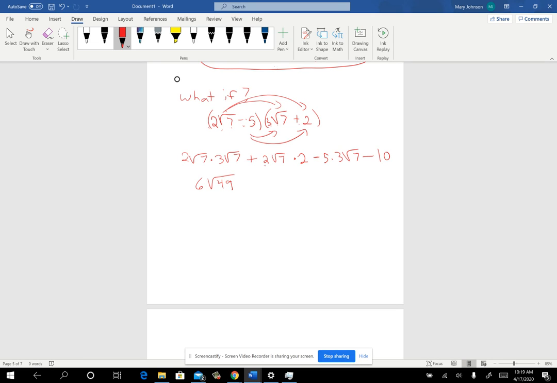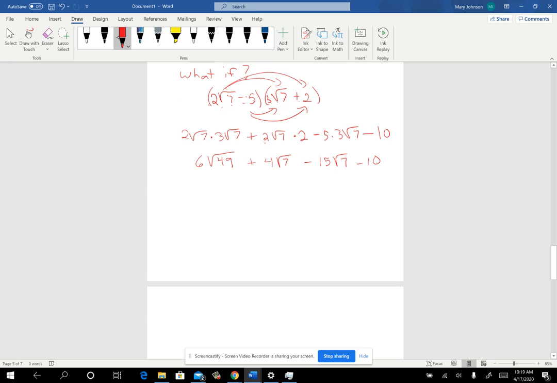Here, 2 square root of 7 times 2, these are both outsides, so that'd be 4 square root of 7. Here, the 5 and the 3, they're both outside, so that'd be minus 15 square root of 7. And then at the end, we have a negative 10.